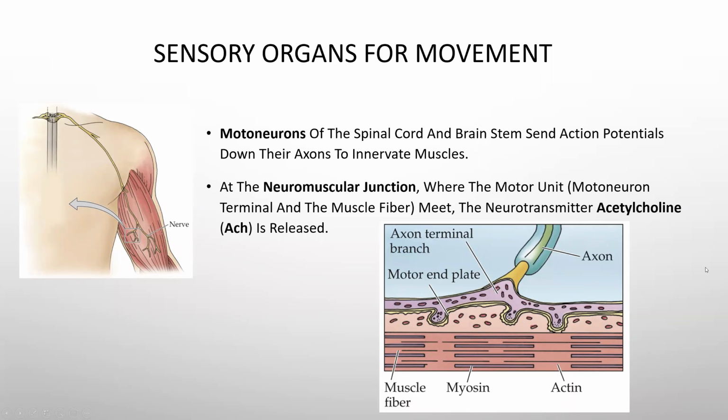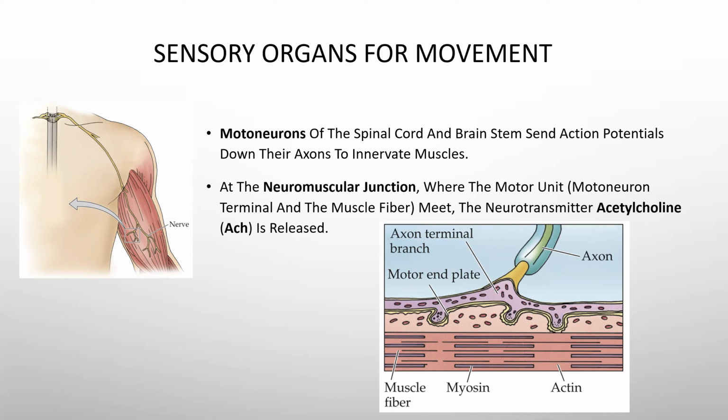Okay, so the physical energy is all going to be about movement. Let's look a little deeper into this. Motor neurons of the spinal cord and brainstem send action potentials down their axons to innervate muscles. At this neuromuscular junction, where the motor unit, and by motor unit we mean the motoneuron terminal and the muscle fiber, where these two things meet, the neurotransmitter acetylcholine is released.